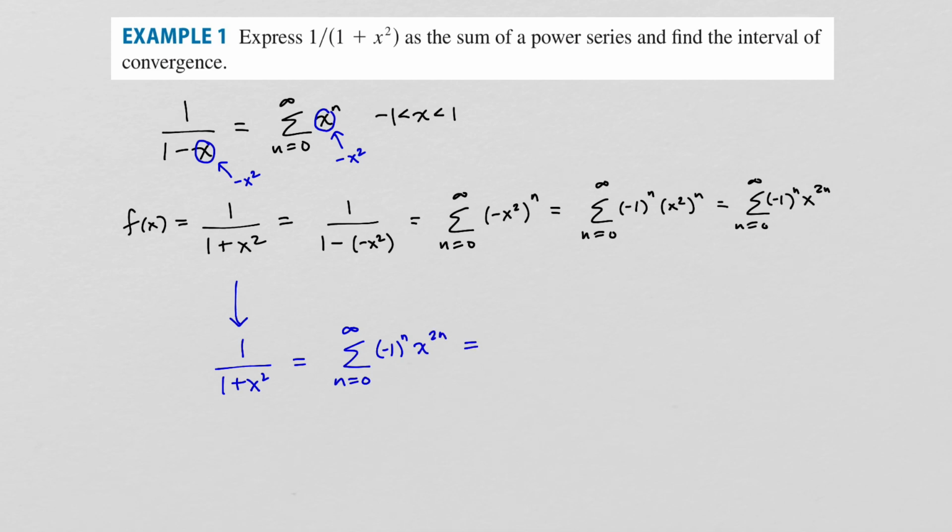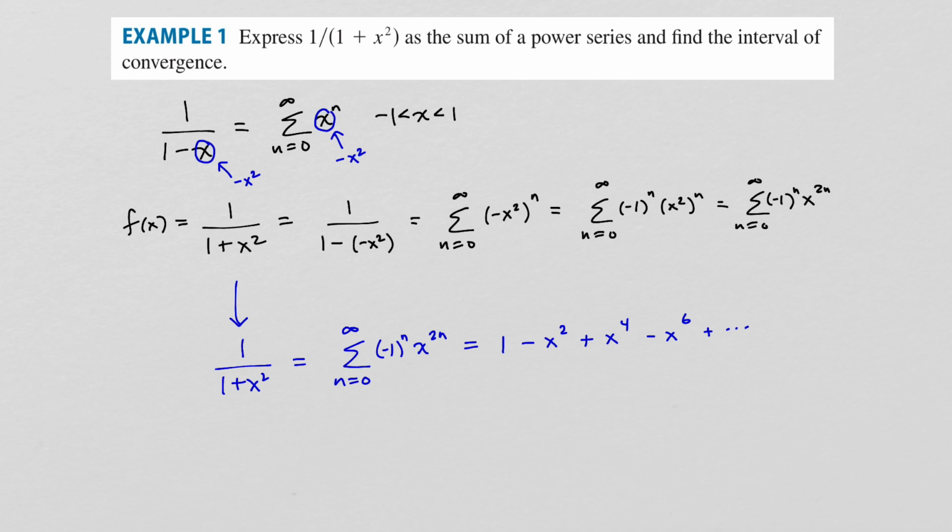And if we write out some of the terms of this series, just by letting n equal 0, for example, we will get 1. Let n equal 1, we will get negative x squared. Let n equal 2, we will get positive x to the 4th. N equals 3, negative x to the 6th, etc.